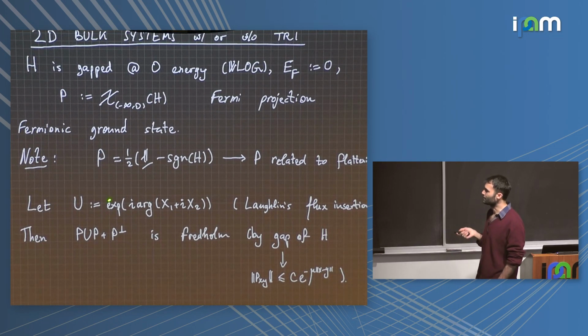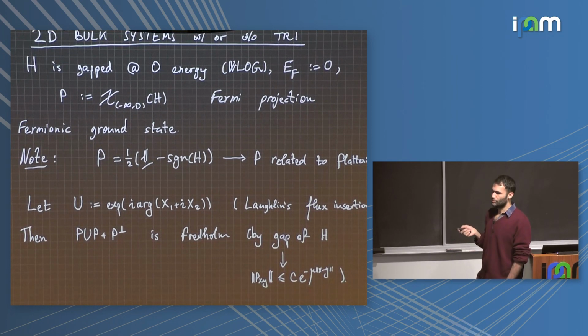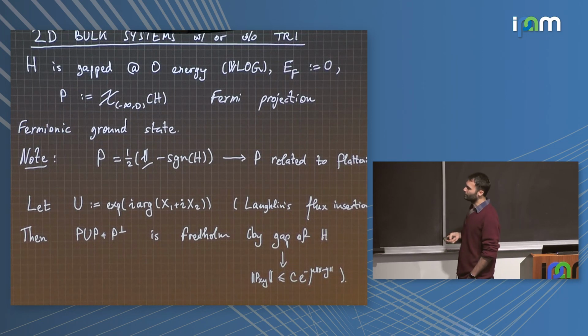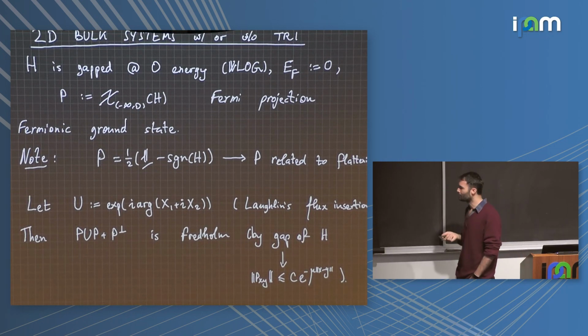So in the two-dimensional case, we again assume that the Hamiltonian is gapped. That is what it means to be an insulator in the spectral gap regime. And so without loss of generality, we put the filling level at 0. Otherwise, you shift by a constant. And the main object for the bulk is the Fermi projection. The Fermi projection is related to the flat Hamiltonian like this in the spectral gap regime. So again, the bulk is determined by the flat Hamiltonian.